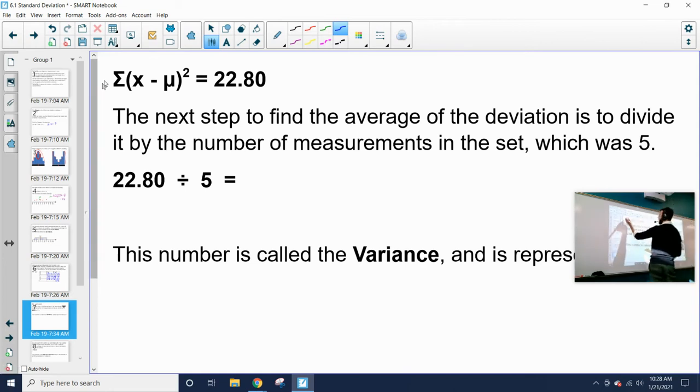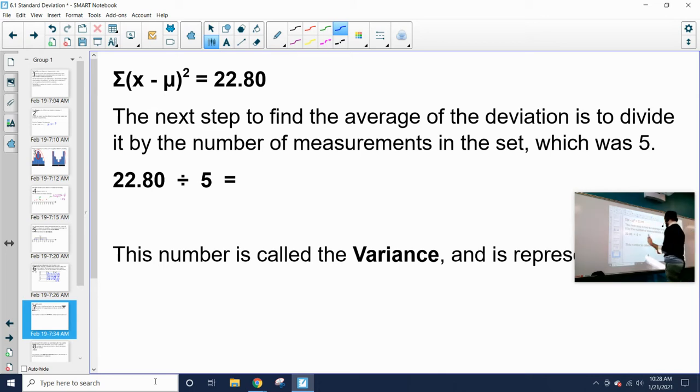So this funny little symbol right here, this is the Greek letter sigma. We use the Greek letter sigma in mathematics to show adding things together. So whenever you see that, it means add all those terms together. So this means take a data point, minus your mean, square it, and add them all together. Gives us 22.8 is what that phrase is saying.